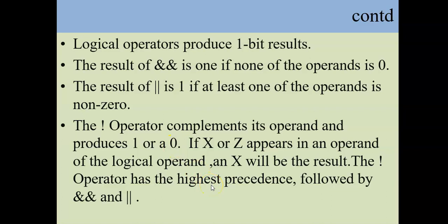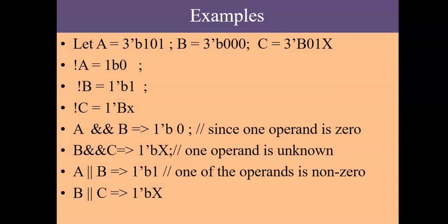So let us see this with some examples. Here you can see I have taken some numerical values. A is 3 bit, where the values are binary bits 101. B is also 3 bit size with 000. C is the same 3 bit, 01x. X means, as you know, unknown.